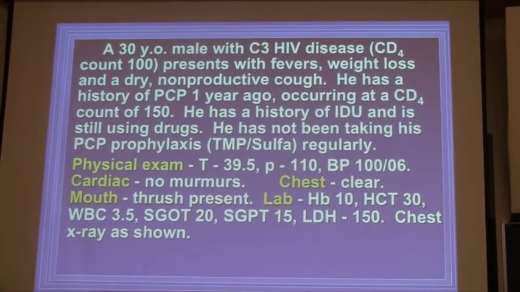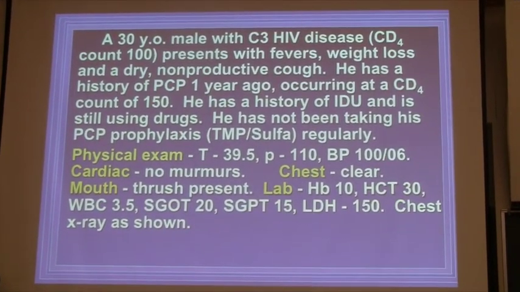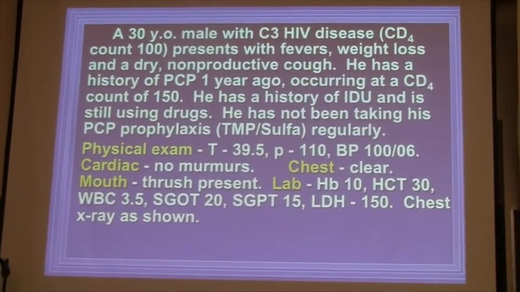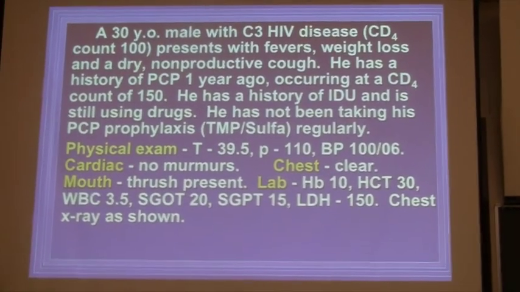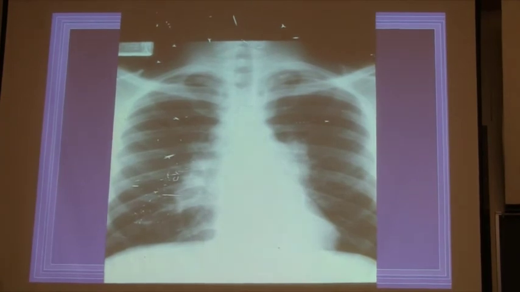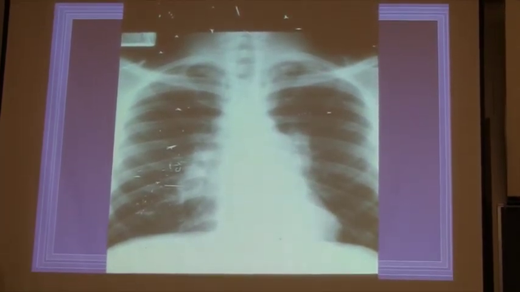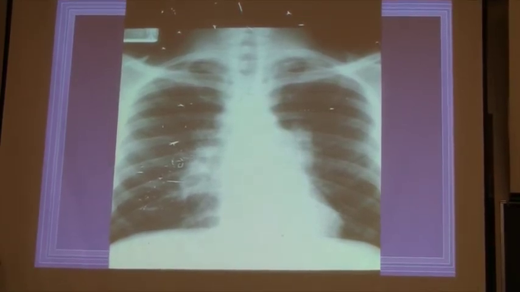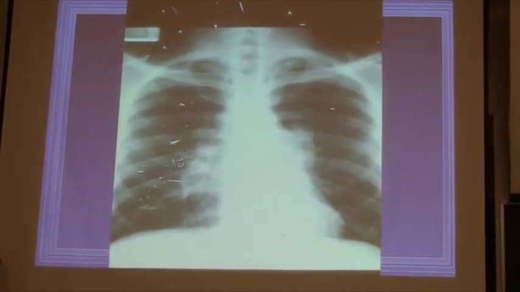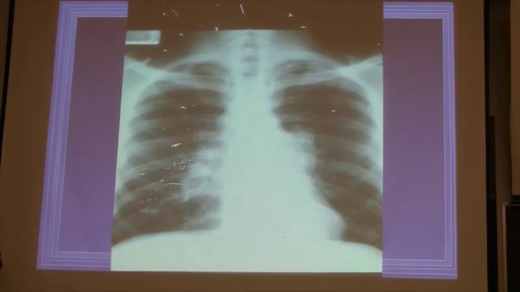So this guy's been coughing. This guy's short of breath. He's got weight loss. He has a history of pneumocystis. He has a history of HIV disease, and he's still injecting drugs. He has this very odd x-ray, when we get an x-ray of him, which shows really remarkable hilar and paratracheal adenopathy, and the rest of his lung is clear. What this is actually an example of is tuberculosis. This is tuberculosis in a person with AIDS.